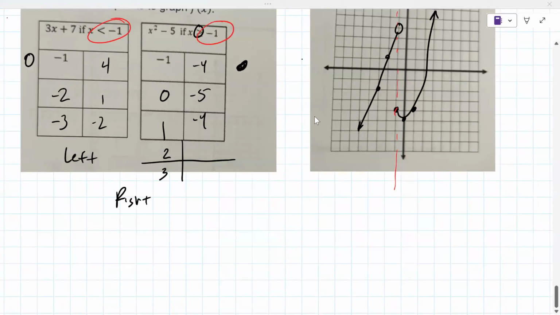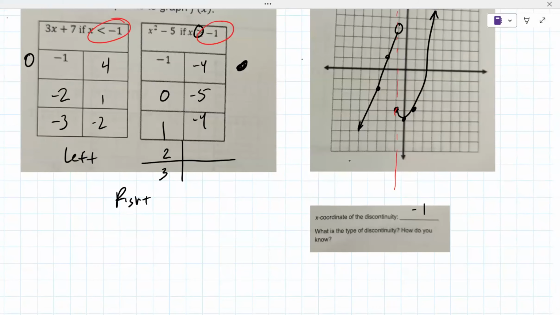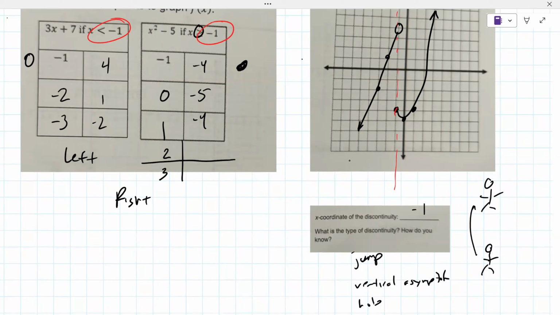How do I know? Both lines start at that point. Is that fine to say? Yeah, that's fine. A jump is the type of discontinuity, because it's a literal jump. If you were to go from the lower to the higher, you would have to jump. What's the other type? Vertical asymptote and a hole. So what is a hole? I don't know what a hole is.